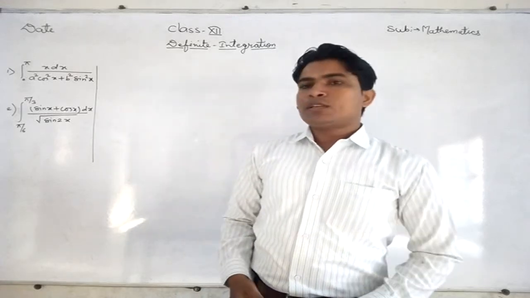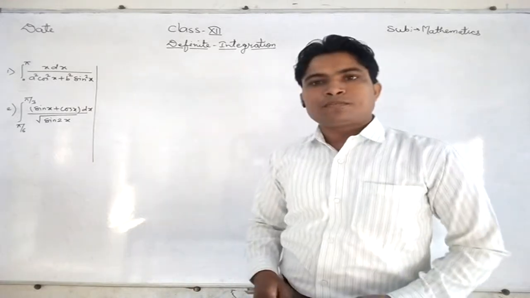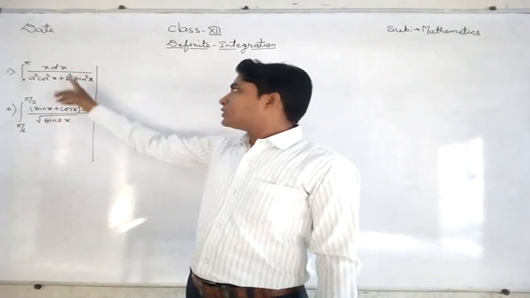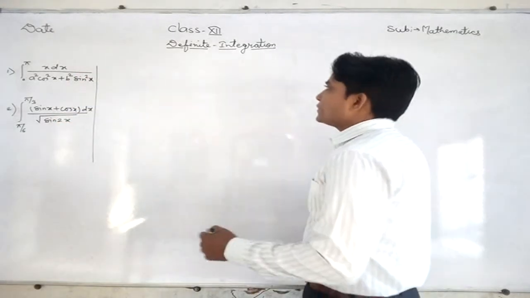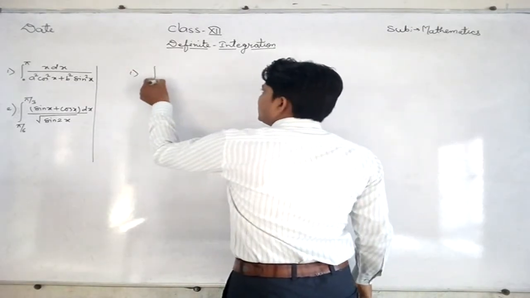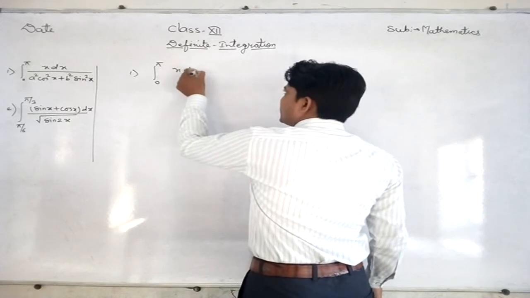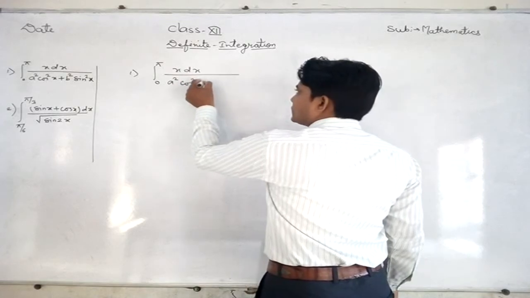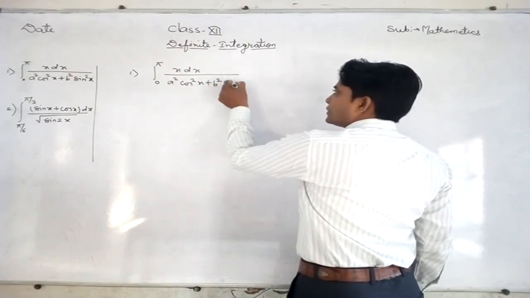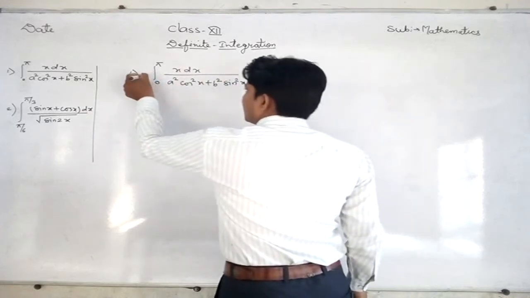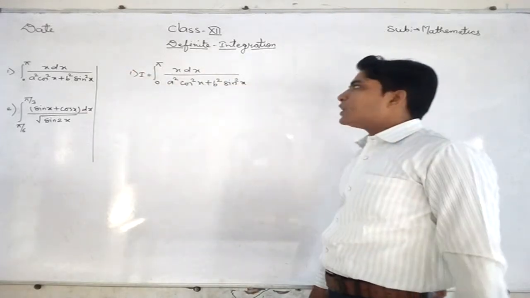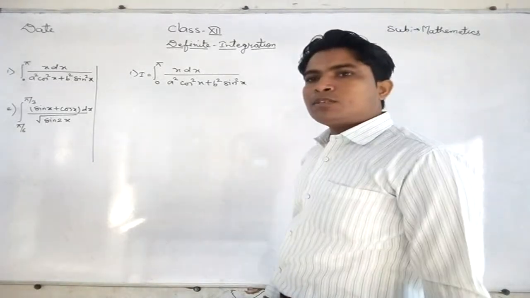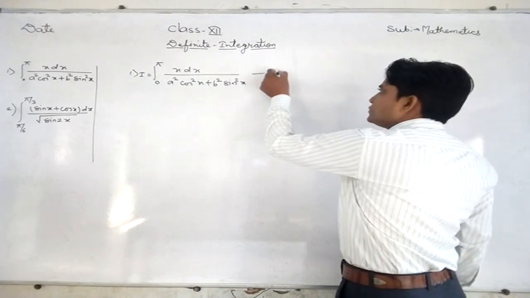Today we are studying definite integration, and there are two questions. The first question is the integral from 0 to pi of x dx upon a square cos square x plus b square sin square x. Suppose this is I. Now we assume it is equation number 1.